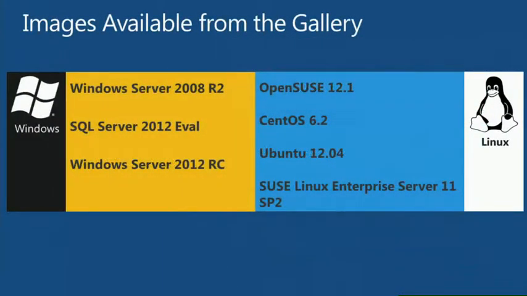So from the gallery, and I'll show you some pictures of this, we actually have some images that are available just to launch: Windows Server 2008 R2, SQL Server 2012 eval, and Windows Server 2012 RC. This is specifically during the preview period. We expect this to continue to grow over time. And then, of course, on the Linux side, we have OpenSUSE, CentOS, Ubuntu, and SUSE Linux Enterprise Server. I'll show you a few of the Windows sides today, and Linux will be later this week.